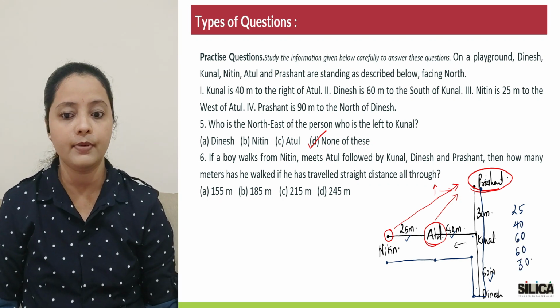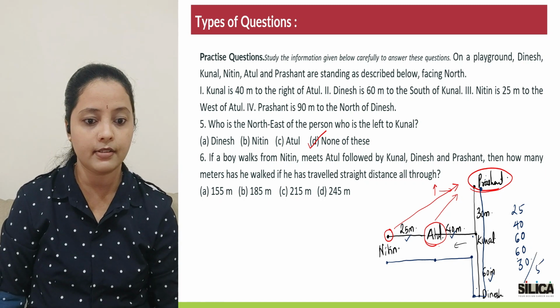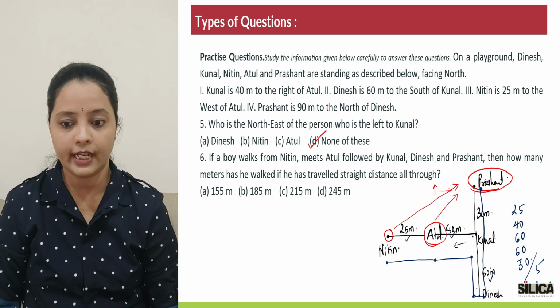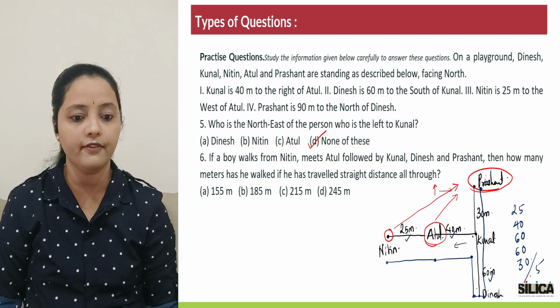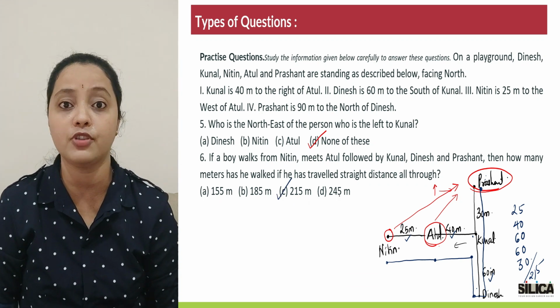So if we add this up, it gives me how much? This is 5, and then this is 6 and 6, 12, 12 and 3, 15, 15 and 4 is 19 and 19 and 2 is 21. So it gives me a total of 215 meters, that is option C.